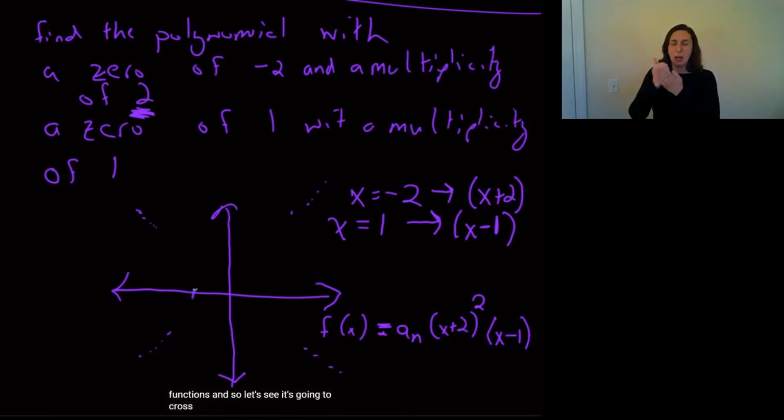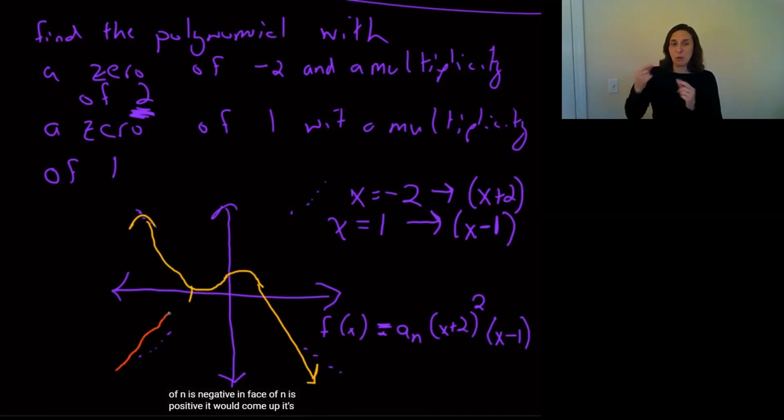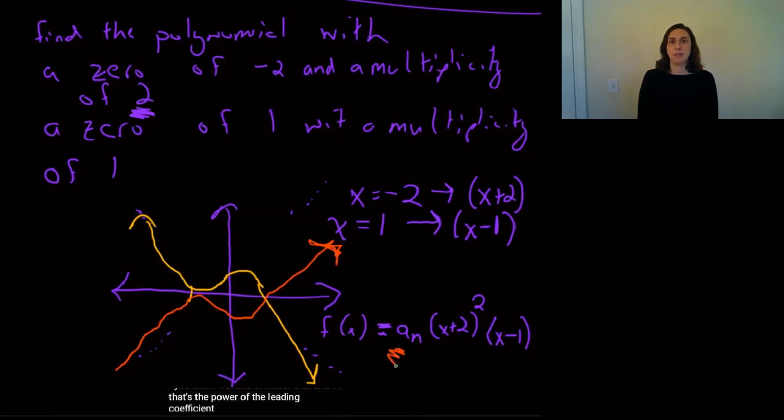And so let's see, it's going to cross at negative 2, and I'm going to use 2 different colors here. If a sub n was negative, it would come down to negative 2, bounce off, have some turning point, and leave at 1. So that was if a sub n is negative. If a sub n is positive, it would come up to negative 2, and it would kind of mirror that. And so that's the power of the leading coefficient in this.